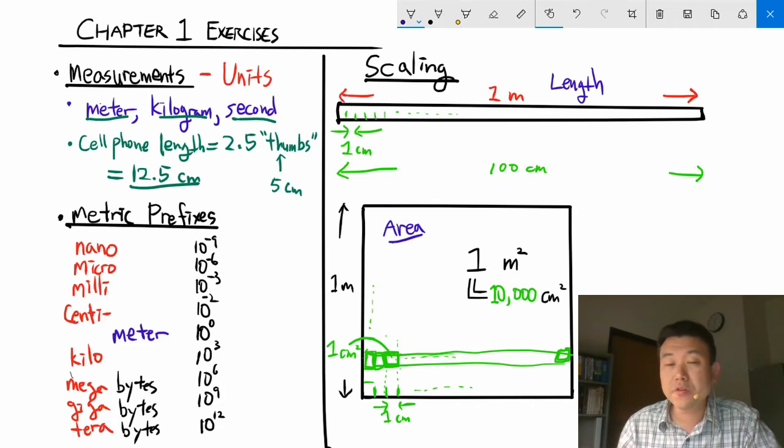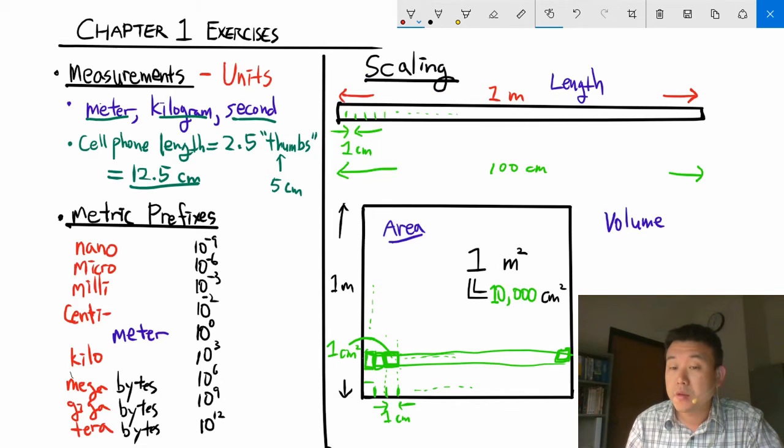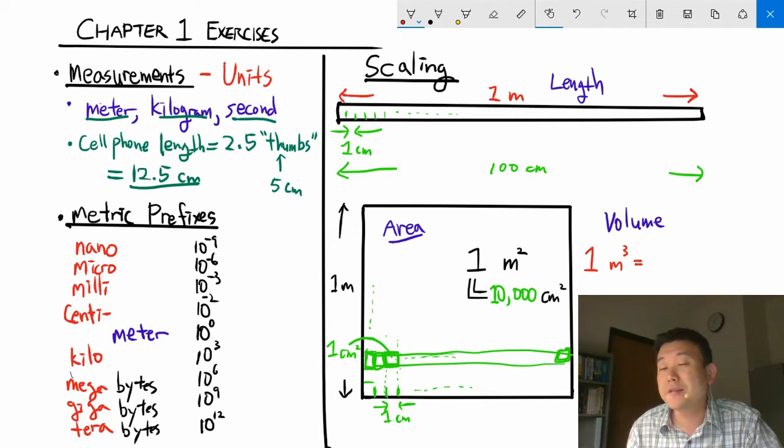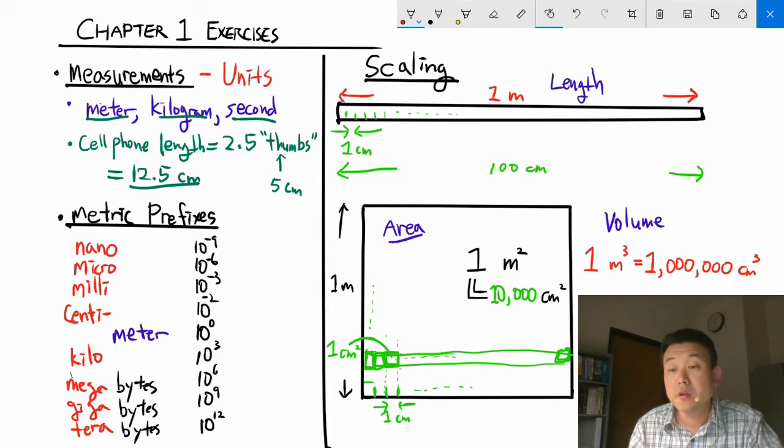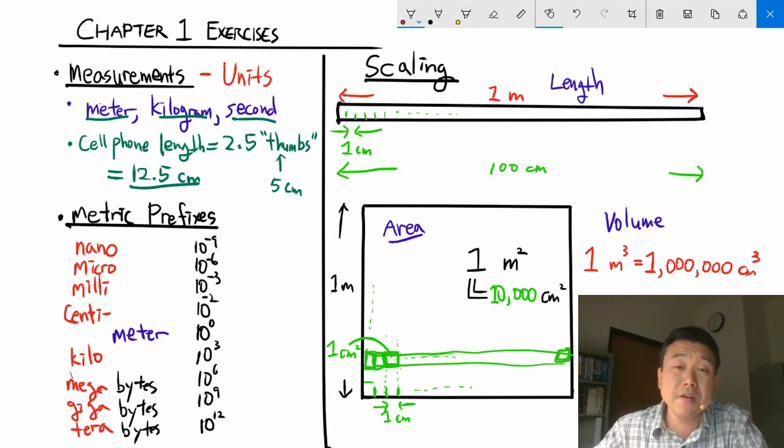Now, if you think you understood this, I want you to work out volume on your own. So here's one good number to know, though it's better for you to be able to work it out as well. With the volume, if you have 1 cubic meter, how many cubic centimeters do you think that is? If you said 1,000,000 cubic centimeters, you're right. 1 cubic meter, which is a pretty big volume, is 1,000,000 cubic centimeters, or 1,000,000 cc, which stands for cubic centimeter. So that's scaling.